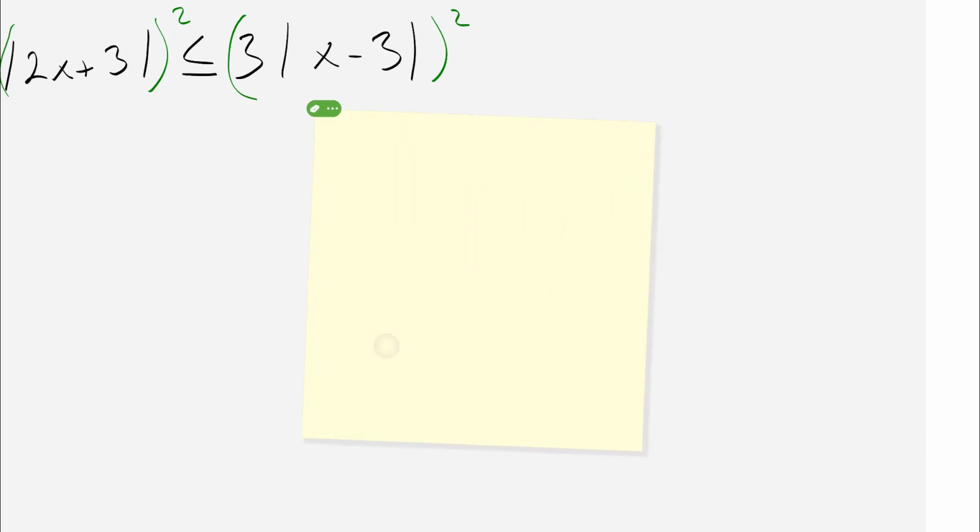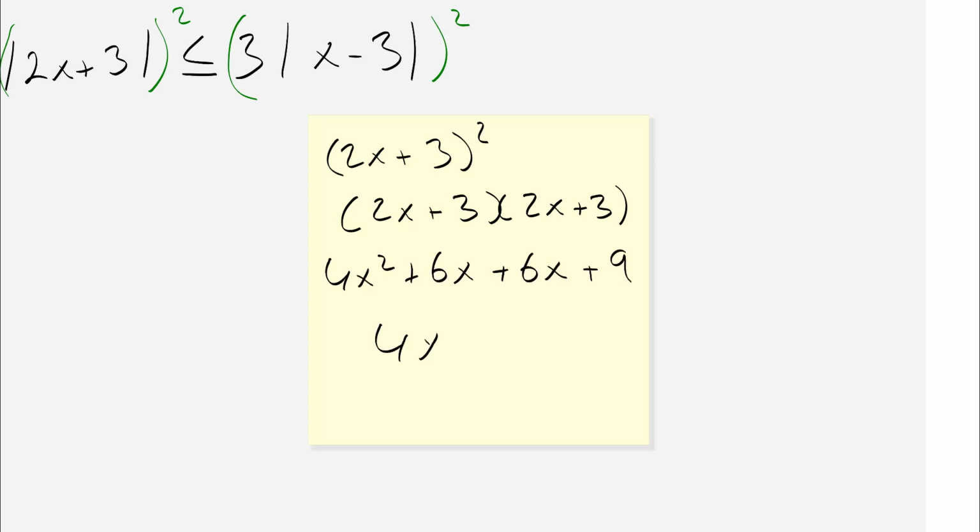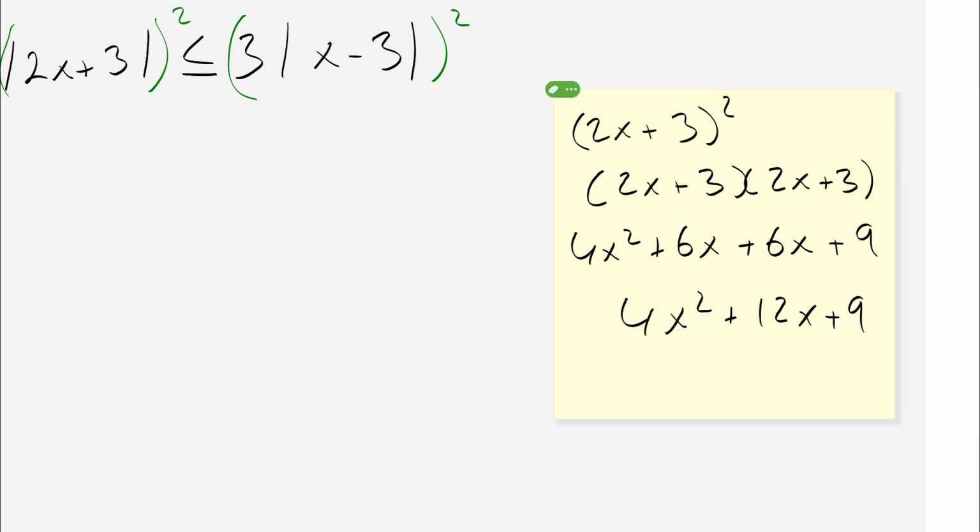So starting with the left hand side, I have 2x plus 3 all squared. So I know that means 2x plus 3 times 2x plus 3. 4x squared plus 6x plus 6x plus 9. So we've got 4x squared plus 12x plus 9. That's our left hand side.